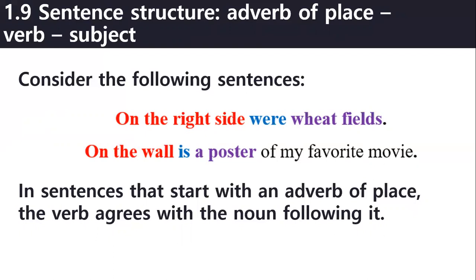In sentences that start with an adverb of place, as in on the right side and on the wall, the verb agrees with the noun following it. So here we have wheat fields, that is a plural noun, so the verb is plural, were. In the second case, a poster is a singular noun, so is is singular.